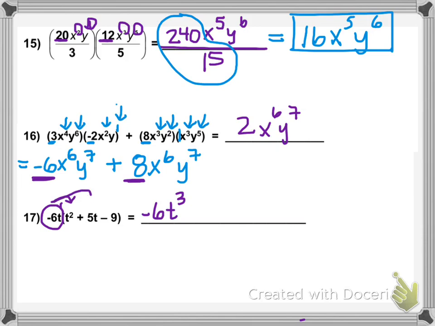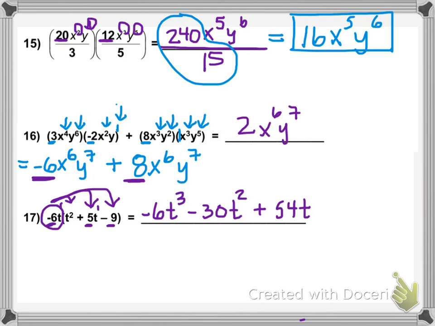Now we're going to do negative 6t times 5t. So we're going to multiply those coefficients. Negative 6 times 5 is negative 30. And then we're going to add the exponents of our t's, which is 1 plus another 1, which is 2. All right, now we're going to multiply the negative 6t times our last term, which is negative 9. Negative 6 times negative 9 is positive 54. And then we still have that t. Now our 9 doesn't have a t, but we're multiplying, so we're putting it all together. So we're just keeping that t with the exponent of 1. You can write the 1 or not.